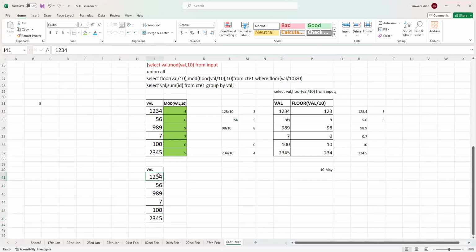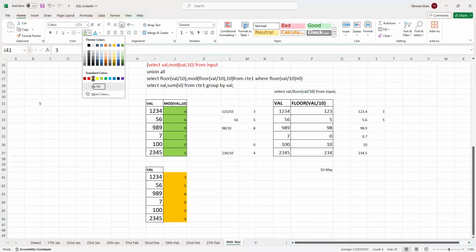So now here we want the unit place. In 1, 2, 3, 4, what is present at the unit place? 4. No, no, tens place now we want. The unit place we have already extracted here. The tens place is 3 here, 5 here, 8 here, 0 here, 0 here, 4 here. So now this is the next challenge, how to extract this.